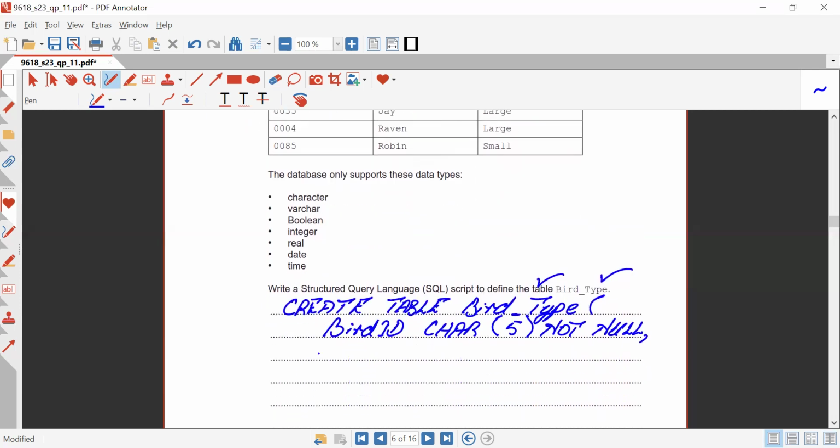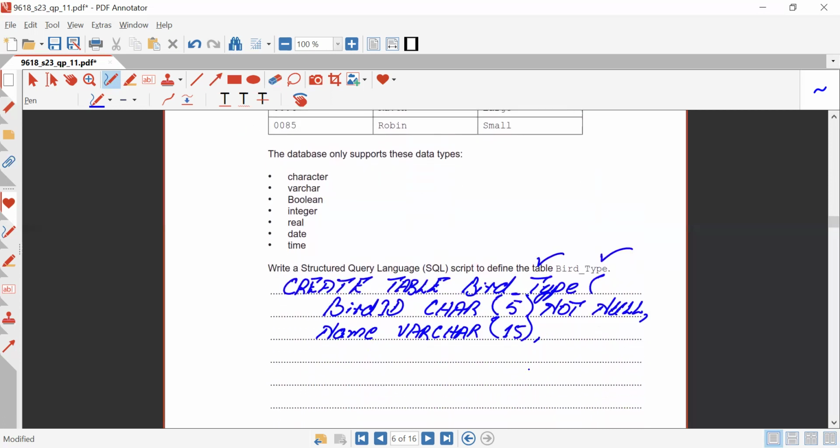Just after the bird ID, what is the other one? It's a name. The name will be completely in variable characters, that means a varchar. Now the varchar could have a limit of 15, you may say. Then after the name, we have a size. Again, this will be varchar. You could again go with 15 or 10. That doesn't matter a lot.